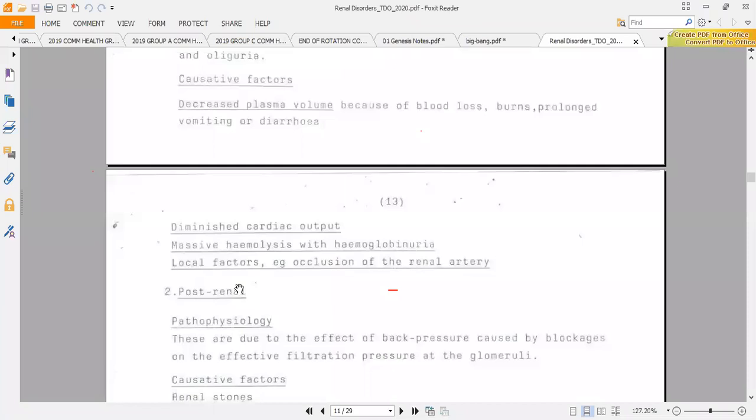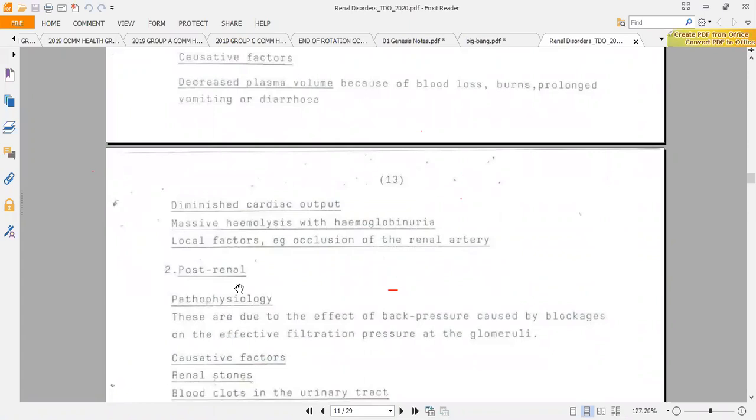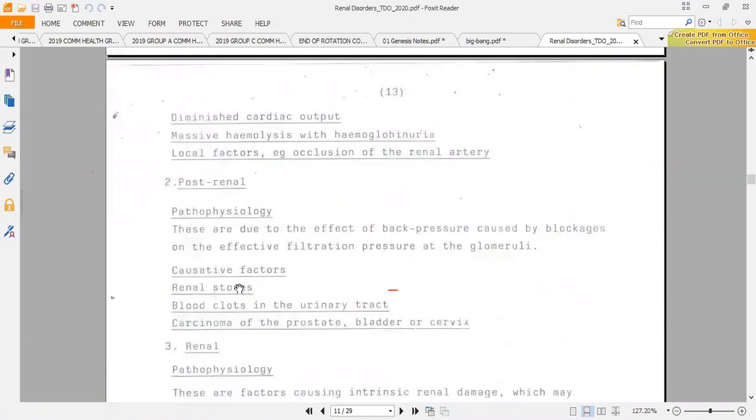So let's say you have an obstruction in the ureter. Okay, if you have an obstruction in the ureter, the urine that you are producing cannot come down. So the urine will back up, and then it will affect the kidneys. Okay. So those ones are the post-renal conditions. So things like stones, clots, or cancers, okay, they can all block the urinary tracts, okay, and then cause what is called the post-renal failure.